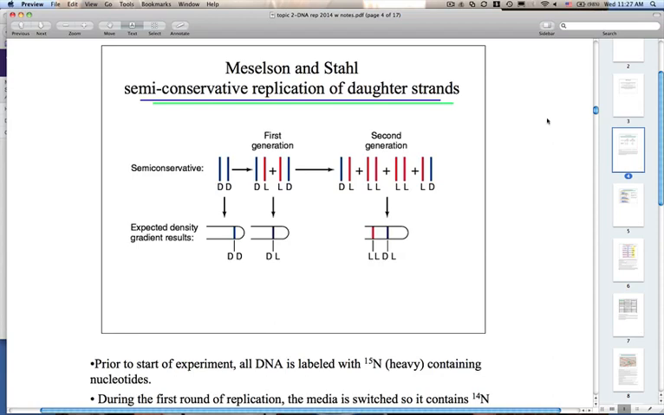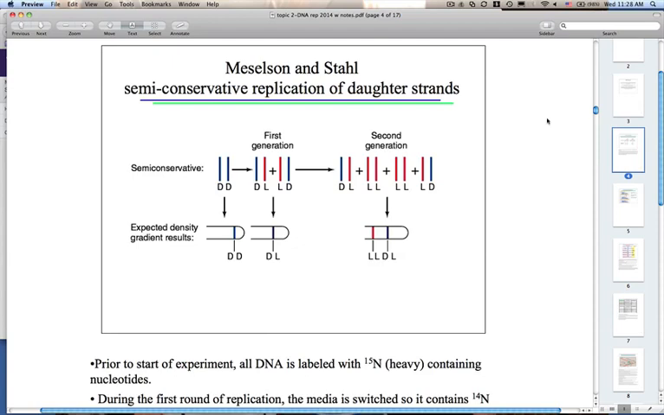Well, it turns out, no. We have what we call semi-conservative DNA replication. So that means that every parent strand gets taken apart and gets copied to make a new hybrid parental daughter strand. And so Meselson and Stahl actually figured that out.